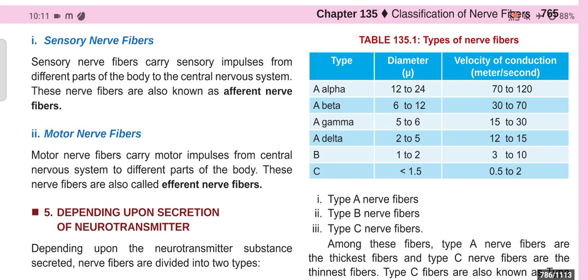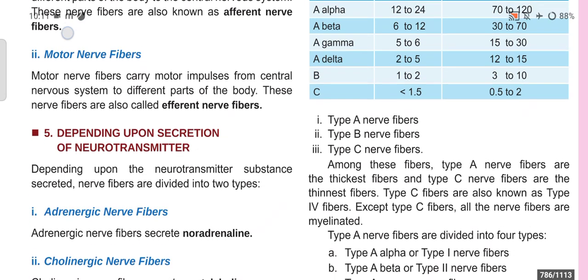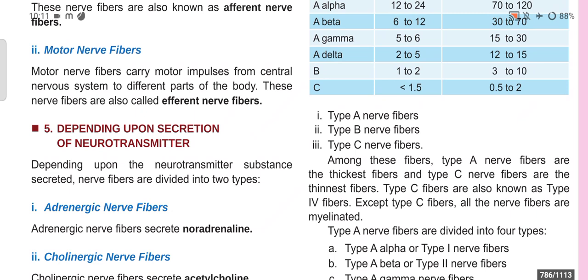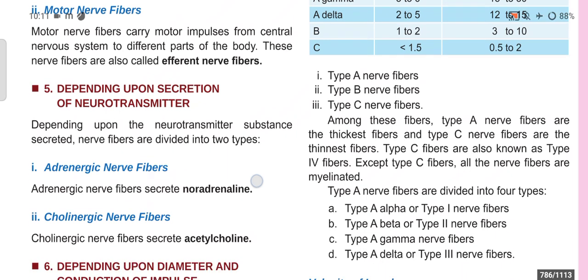Then B, the diameter is 1 to 2 micron and the velocity is 3 to 10 meter per second. Then C, the diameter is less than 1.5 micron and the velocity is 0.5 to 2 meter per second. Now, among these fibers, type A nerve fibers are the thickest fibers and type C nerve fibers are the thinnest fibers. Type C fibers are also known as type 4 fibers.